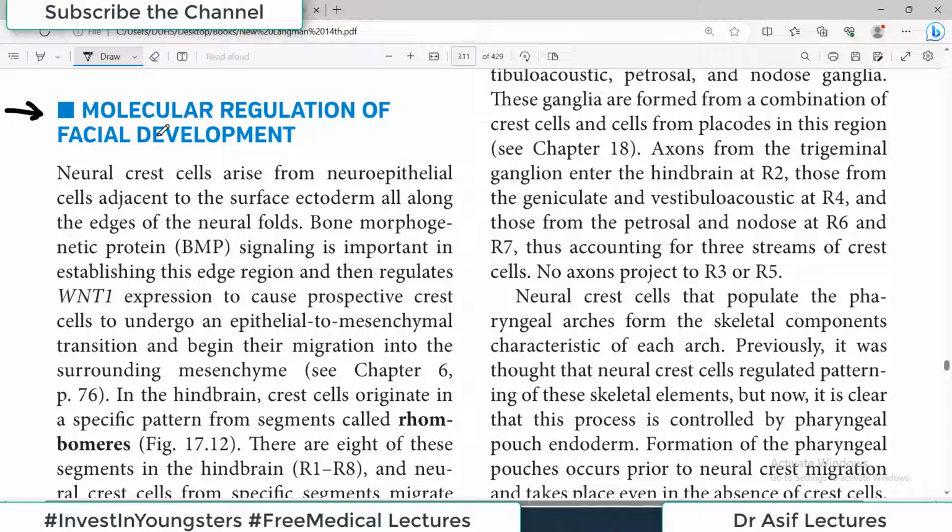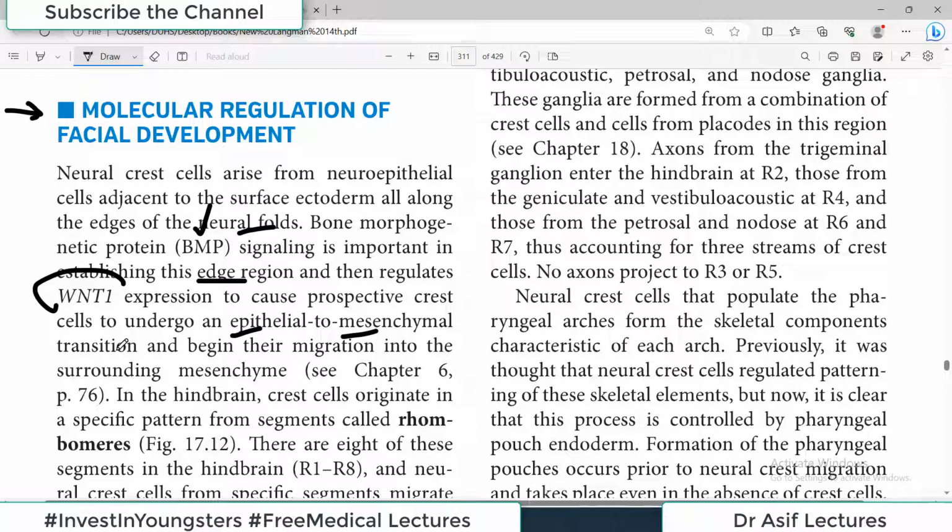But with the passage of time, more and more research, some players are being unraveled, some players are being identified. So for example, neural crest cells arise from the neuroepithelial cells adjacent to the surface ectoderm all along the edges of the neural fold. Bone morphogenic protein, BMP, we have discussed before that it has an important role. Signaling is important in establishing this edge region and then regulates the Wnt expression to cause the prospective crest cells to undergo epithelial to mesenchymal transition.